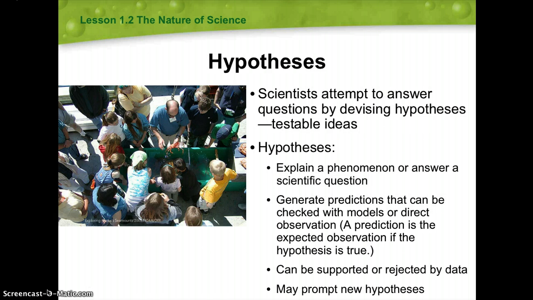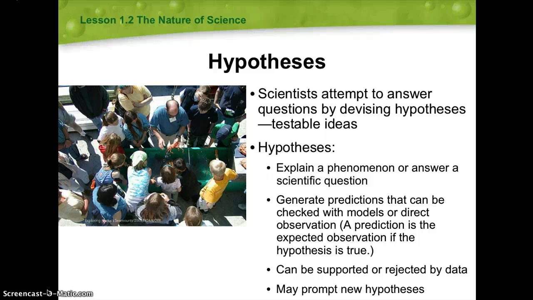So once you make the observation, then you go ahead and form your hypotheses. Scientists tend to answer the questions by devising hypotheses that must be testable ideas. In order to have a true hypothesis, it must be testable. So, what do we know about a hypothesis in a scientific experiment?